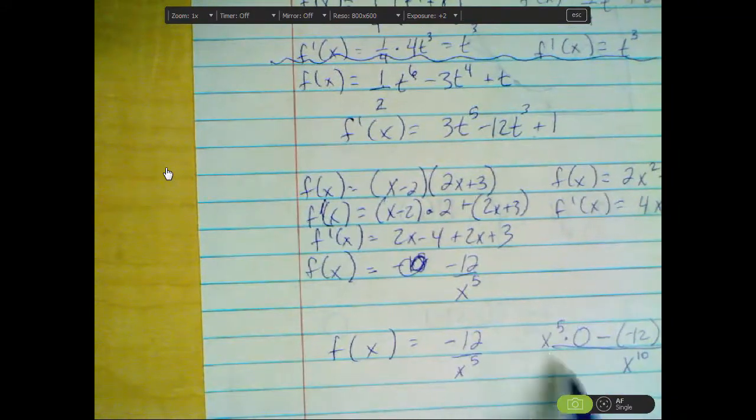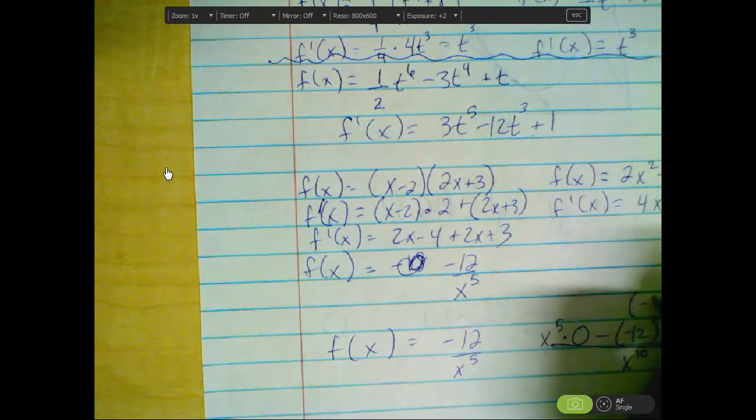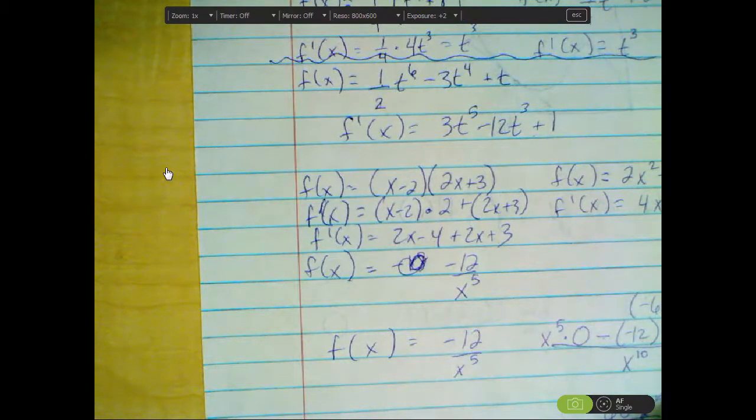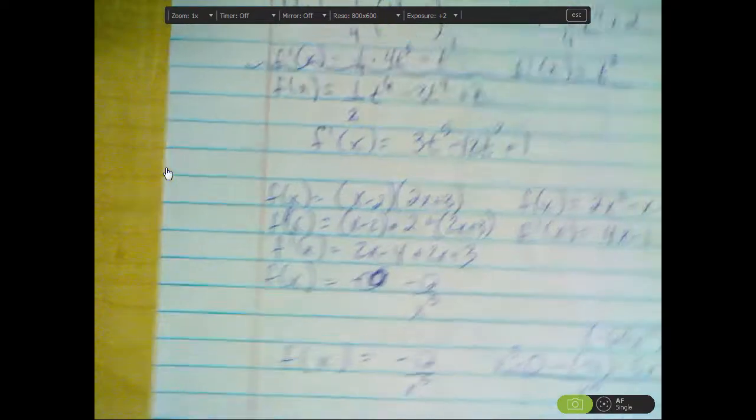So if I simplify this, I get 0 minus, well, first I have to do this multiplication. So that's -60 x to the 4th, and then it's minus -60, so plus 60 x to the 4th over x to the 10th, which simplifies to 60 over x to the 6th. Oops, sorry, I didn't know you couldn't see all that.